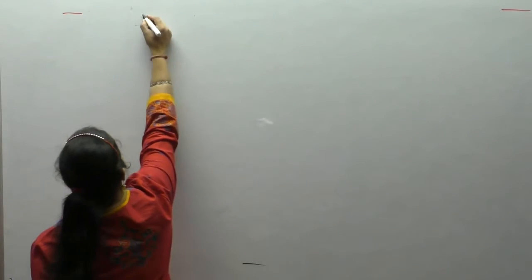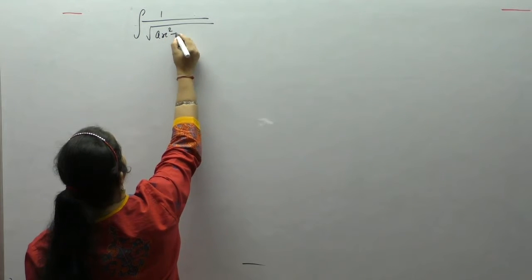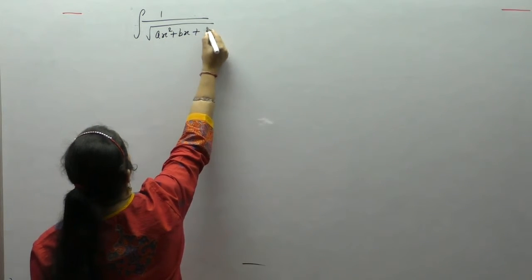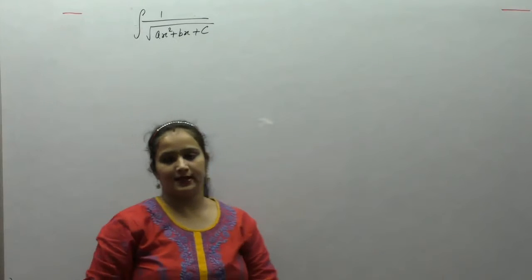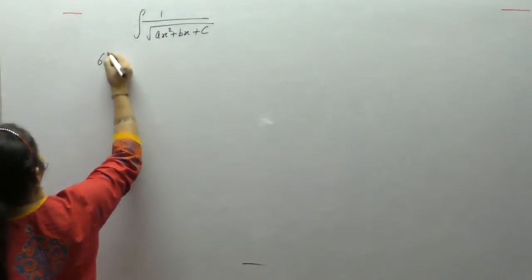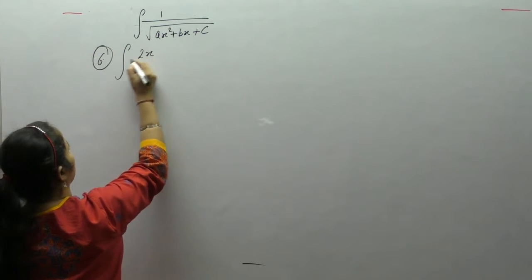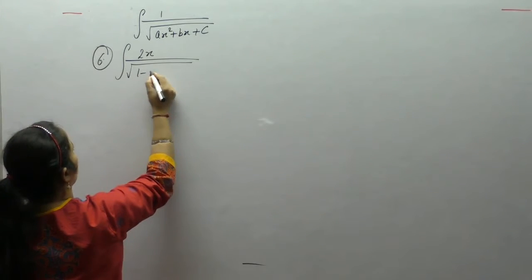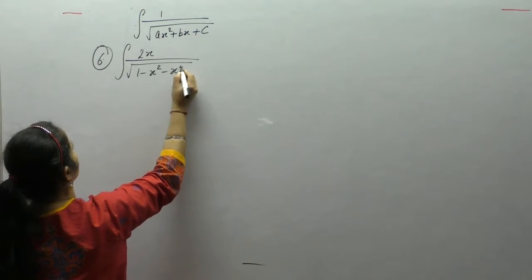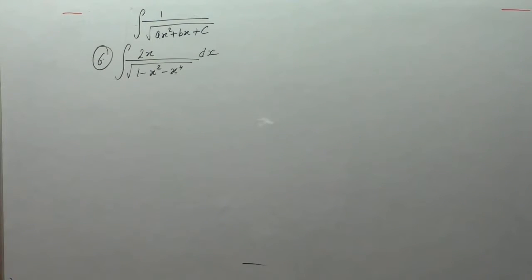We were doing integrals reducible to the form 1 upon square root of ax square plus bx plus c. Let's start with another question. Integral of 2x upon square root of 1 minus x square minus x power 4 dx.